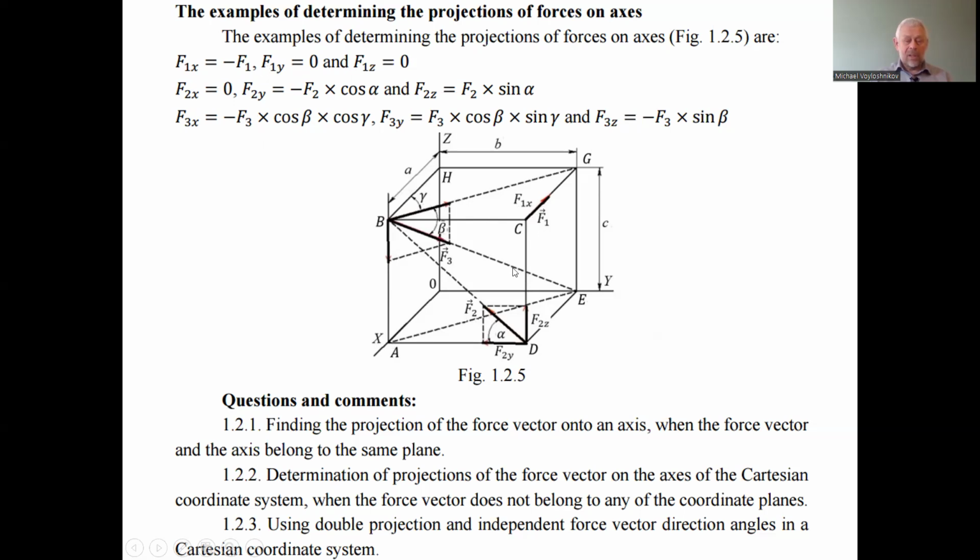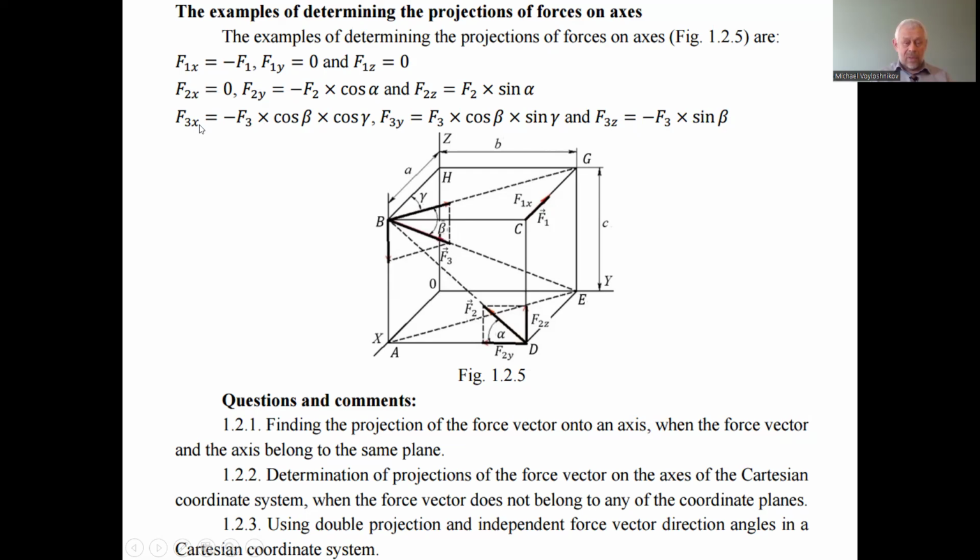The projections of F1 on the axis y and on the axis z are zeros because the direction of the force F1 is perpendicular to both of the axes 0y and 0z. And now the force F2. This force lies in a plane parallel to the plane 0yz, and so it is perpendicular to the axis 0x.